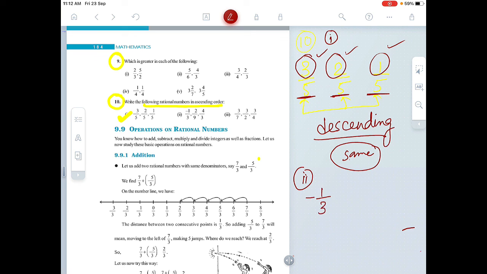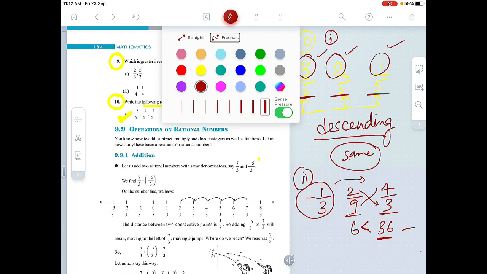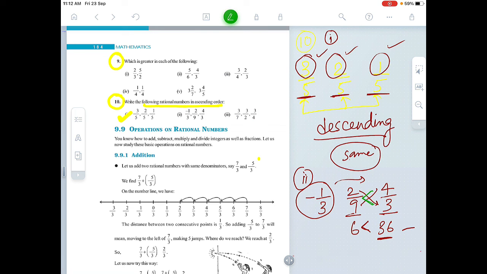Minus 1 by 3, 2 by 9 and 4 by 3. Okay, you have to check whether it is in ascending order or not. Minus 1 by 3 is less than both of these two rational numbers. It is very clear. So we have to check these two. Okay, as I have told, 2 into 3 is 6, 9 into 4 is 36. So this one is again smaller than this one. So you can also see that this fraction is smaller than this fraction. So it is given in ascending order. 2 by 9 is smaller than 4 by 3.